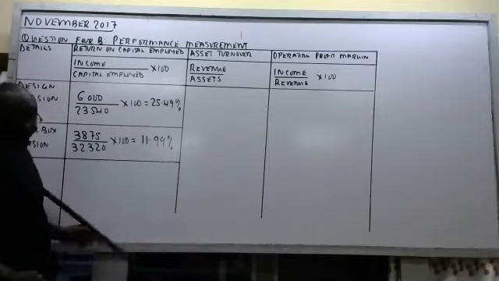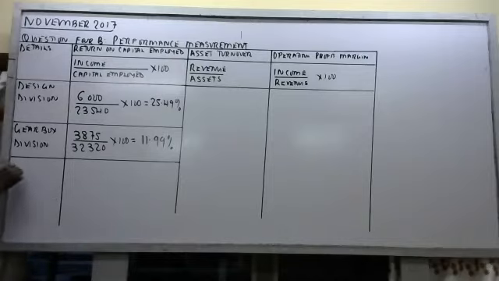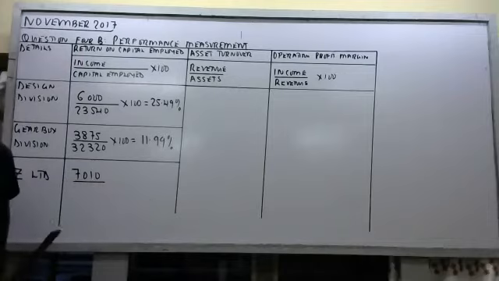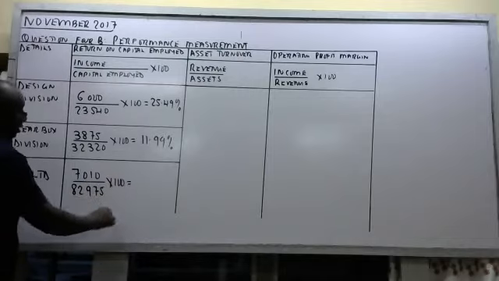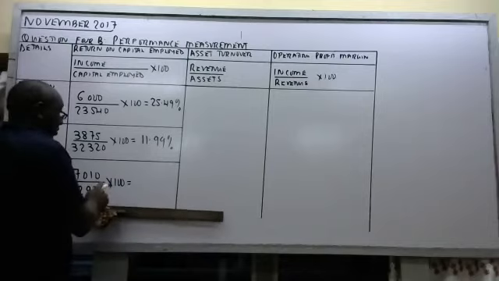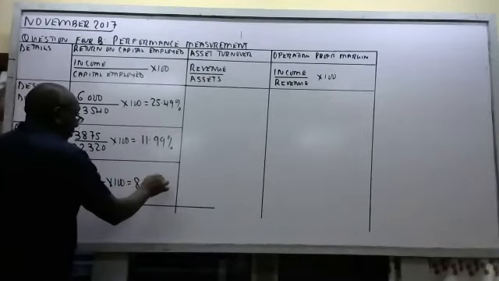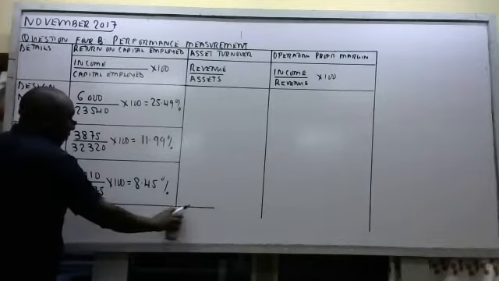The other one is called Z Limited. The operating profit is 7,010. You divide by the capital employed of 82,975 times 100. That gives 8.45%.